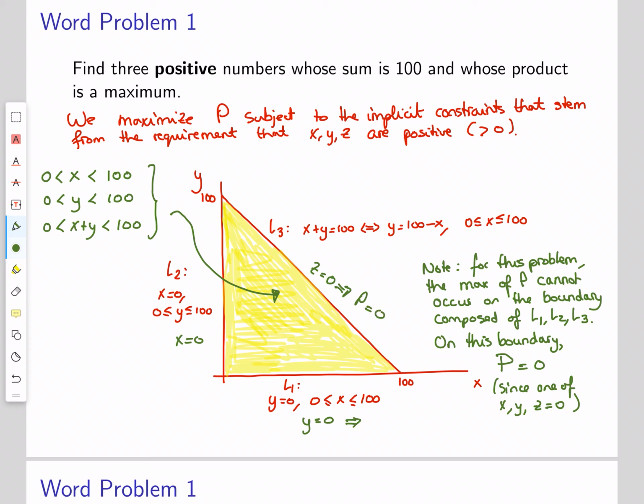Similarly, if y is equal to 0, P is equal to 0, and when x is equal to 0, P is equal to 0. And certainly we can do better than that. Just pick x to be 1 and y to be 1, then z is equal to 98, and the product of those three numbers is 98. So definitely you're going to have bigger products on the yellow region.